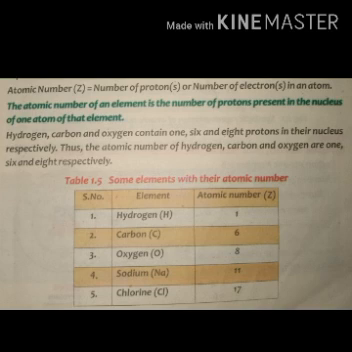Thus, the atomic number of hydrogen is 1, the atomic number of carbon is 6, and the atomic number of oxygen is 8. Similarly, the atomic number of sodium, having symbol Na, is 11, and the atomic number of chlorine, having symbol Cl, is 17.